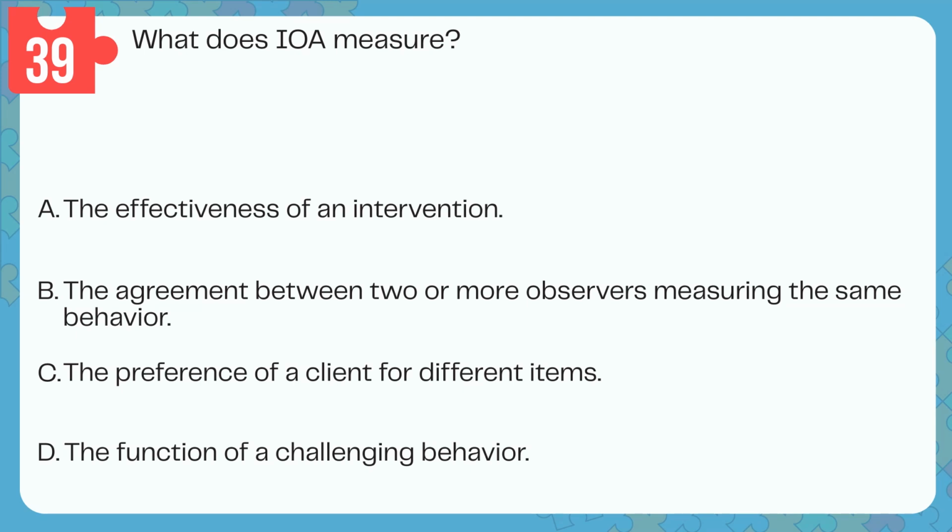Question 39. What does IOA measure? A, the effectiveness of an intervention. B, the agreement between two or more observers measuring the same behavior. C, the preference of a client for different items. D, the function of a challenging behavior.